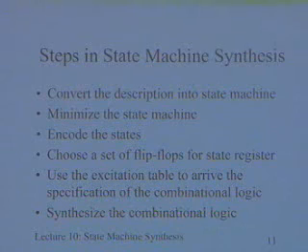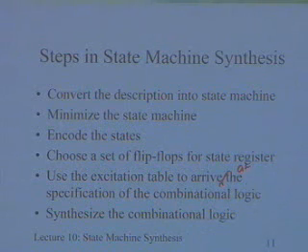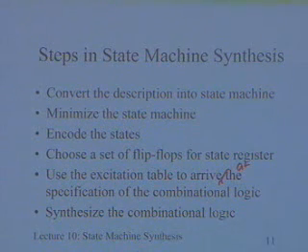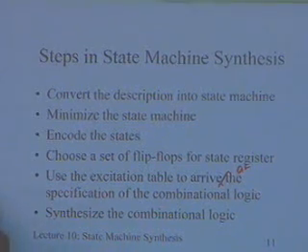Use the excitation table to arrive at the specification of the combinational logic. This particular part gets avoided because the inputs required are nothing but the next state itself, because Q(t+1) is nothing but D(t). So there is really no extra effort required in looking at the excitation table and getting the inputs. The last stage is of course to synthesize the combinational logic, and here we follow the typical methods that we have already discussed.